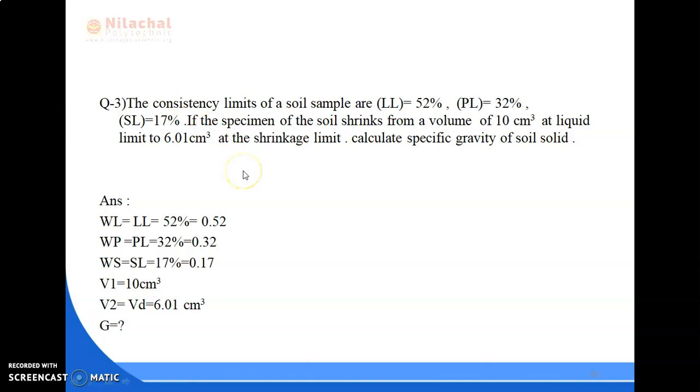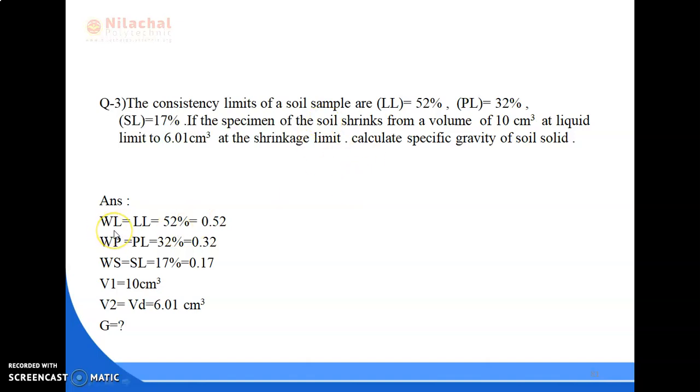The consistency limits of a soil sample are LL equal to 52%, that means liquid limit, PL equal to 32%, SL equal to 17%. If the specimen of the soil shrinks from a volume of 10 cm³ at liquid limit to 6.01 cm³ at the shrinkage limit, calculate specific gravity of soil solid. So this is our question. So first step is to find out the given data from the given question.